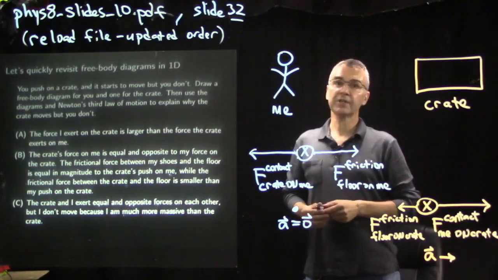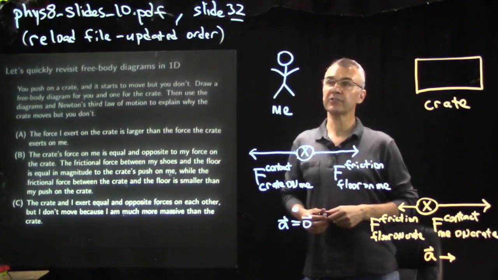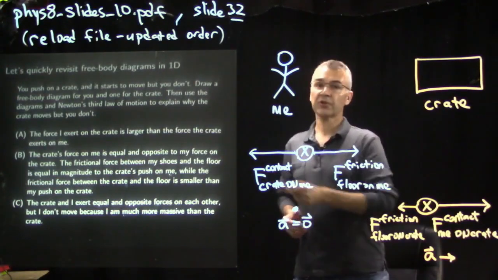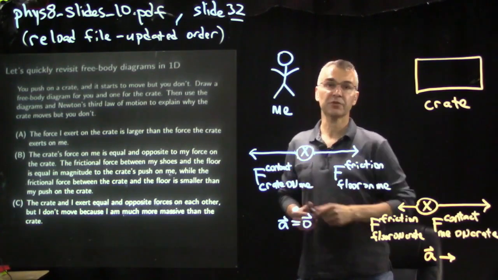Let's continue chapter 10. So we're continuing our way through phys0008 slides 10.pdf, starting at slide 32. So let's start by quickly revisiting free body diagrams in one dimension.